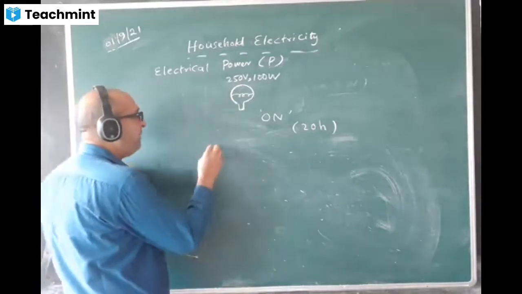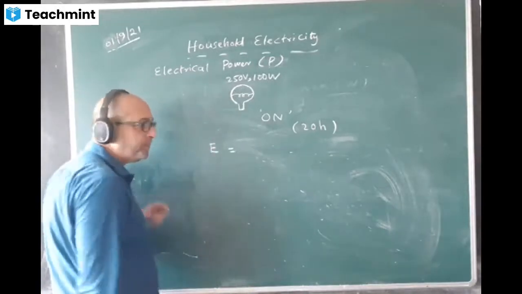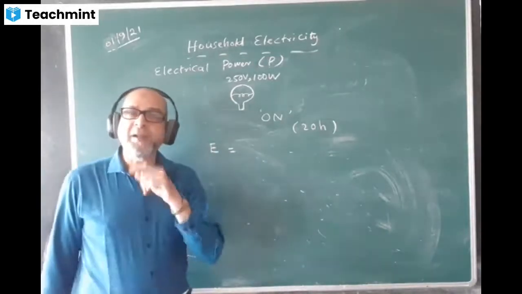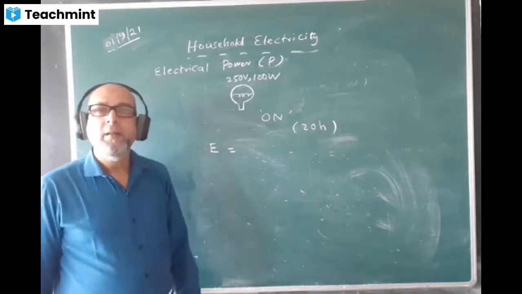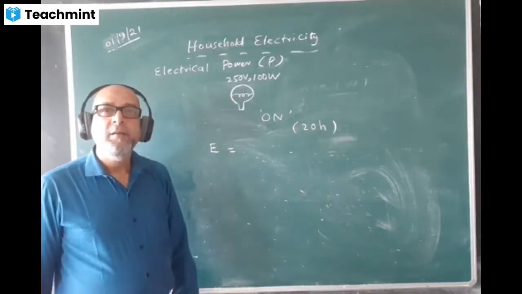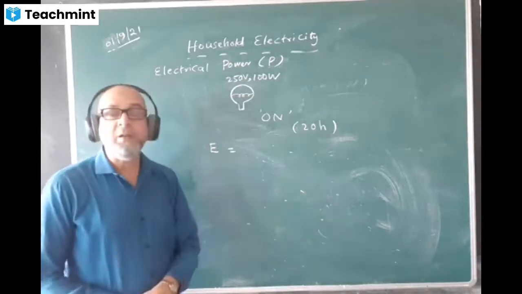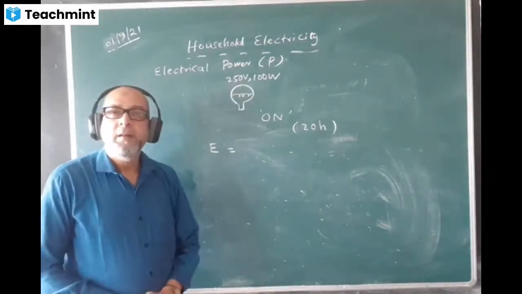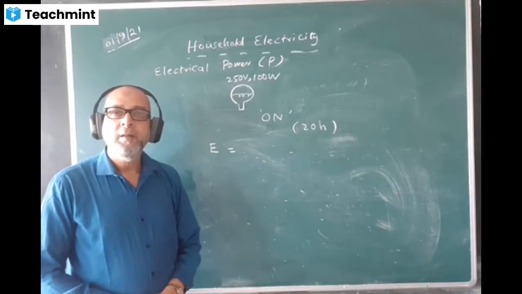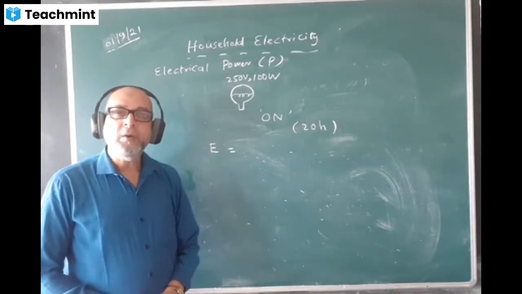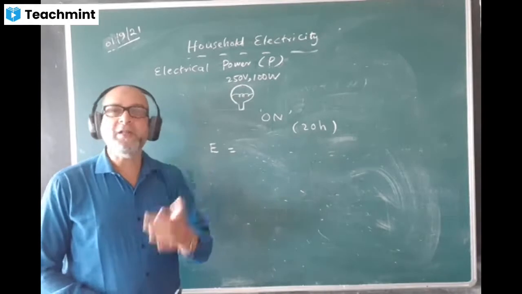Write down, energy we are finding now, energy is equal to. Which formula will you apply to find energy? Tell me. Now you are finding the energy consumption by the bulb. Which formula will you apply? VIt, I square Rt. Okay, if you use that formula, then also you get the answer.